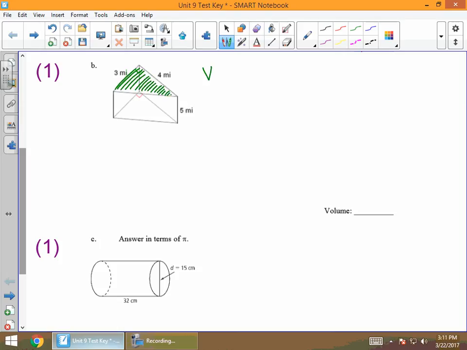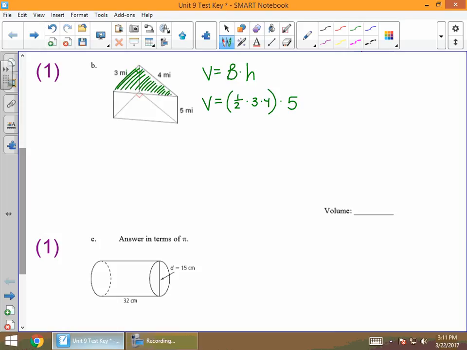So volume is equal to area of the base times the height. So this base happens to be a triangle. And the area of a triangle is 1/2 of, for a right triangle, it's 1/2 of the two legs multiplied together. So 1/2 of 3 times 4. And I want to multiply that by the height of the prism. And this prism is 5 miles tall. So that's a pretty big prism. 3 miles, 4 miles, and 5 miles.